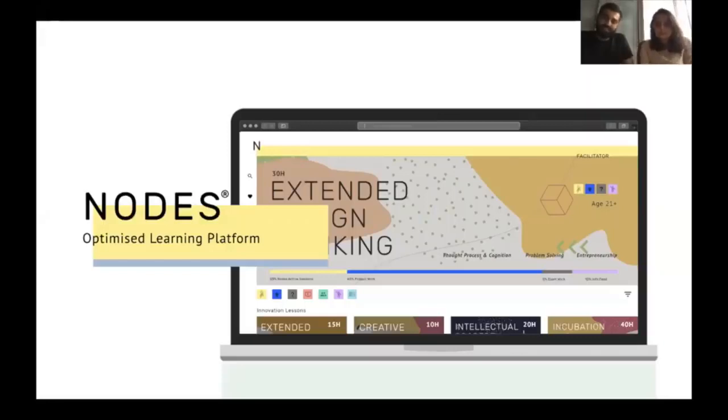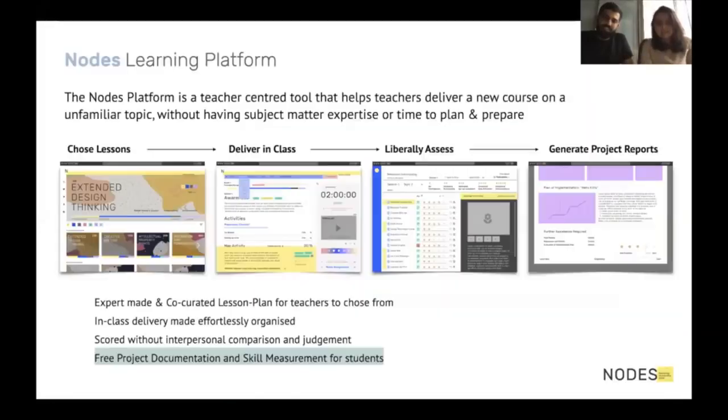Nodes is a learning platform that is inclusive of innovation courses and helps you conduct them effortlessly using the services of choosing lessons, being able to deliver in class effortlessly, able to liberally assess your students on the same platform, and eventually execute your classrooms by generating reports of how well your students have done during the classrooms.